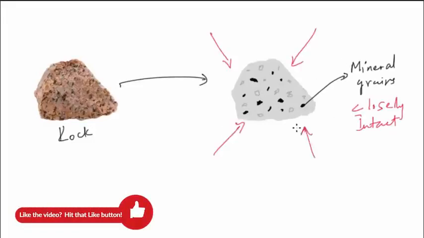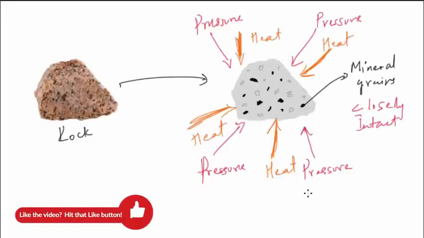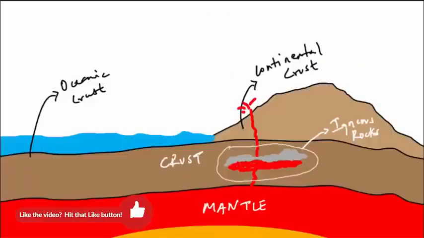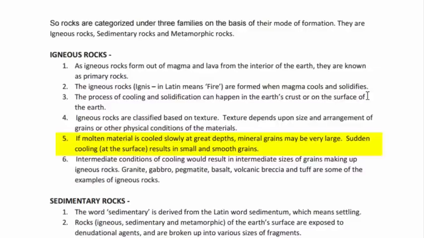And as it is, there is a huge amount of pressure under the crust, and plus temperature is not normal too. So in this situation, those igneous rocks that are formed under the crust or in deep depth of the earth, they tend to be very large in size. It's like as long as the rock is under the earth's surface, the pressure and temperature doesn't let the mineral debris split apart. It keeps them intact. The intermediate conditions of cooling would result in intermediate sizes of grains making up igneous rocks.